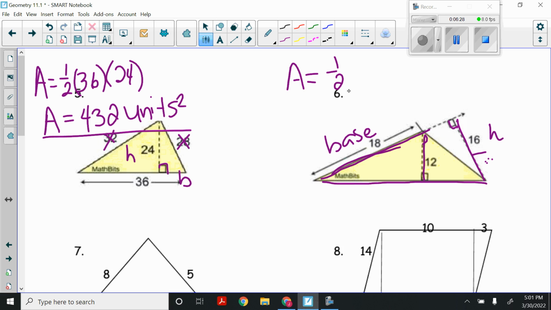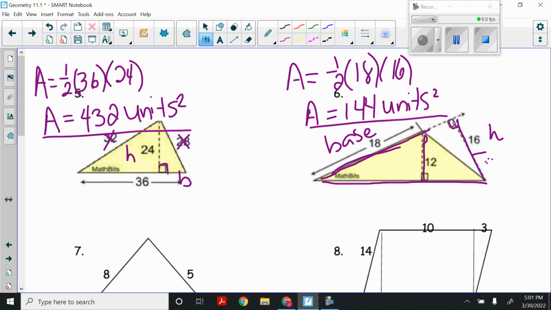So the area is 1/2, 18 times 16. So half of 18 is 9. 9 times 16. So I get the area is 144. Again, I would write square units.